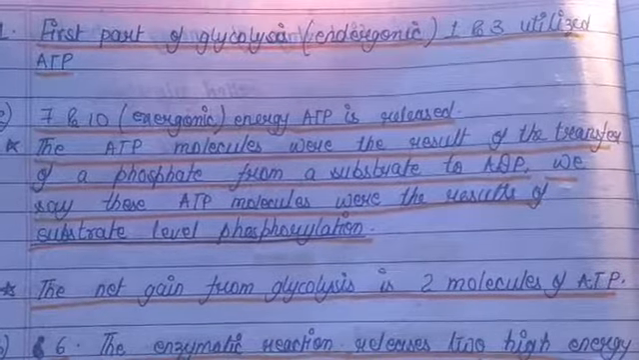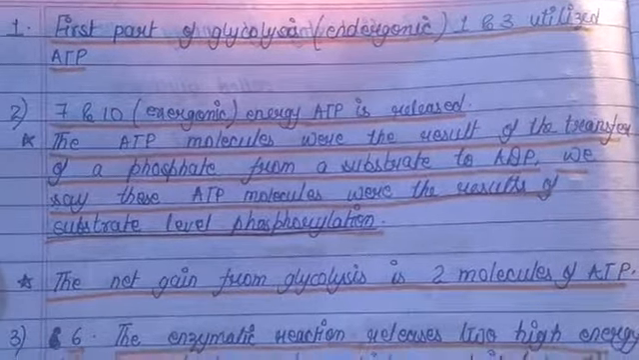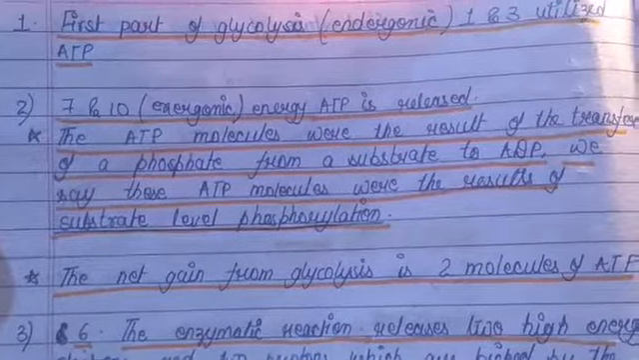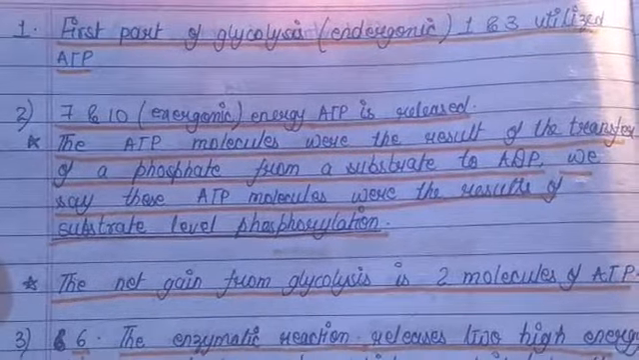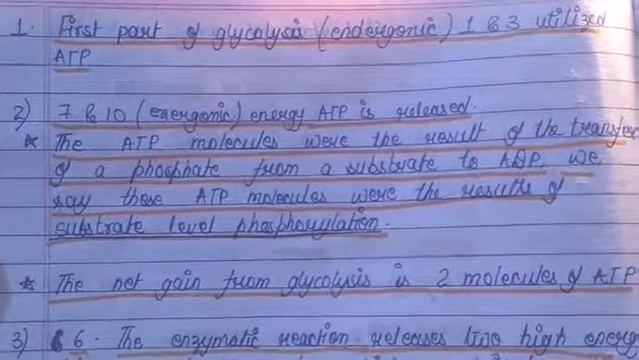The first part of glycolysis, as we can see, is endergonic, that is, reactions 1 and 3 utilized ATP energy, that is, they require energy to form the product. While the second part, that is reactions 7 and 10, are exergonic, that is, ATP energy is released. The ATP molecules were the result of the transfer of a phosphate from a substrate to ADP. We say that the ATP molecules were the result of substrate level phosphorylation.